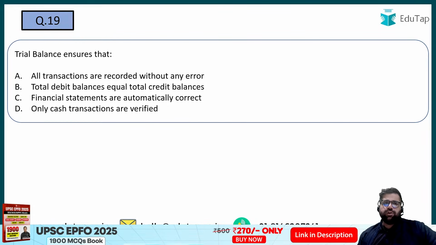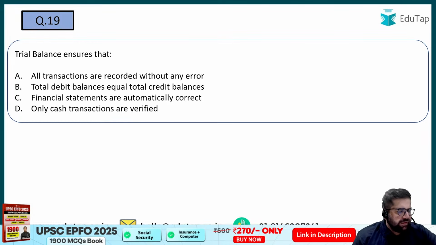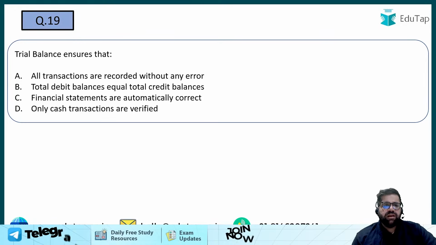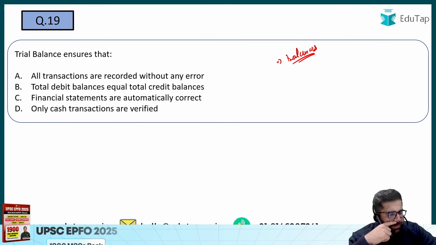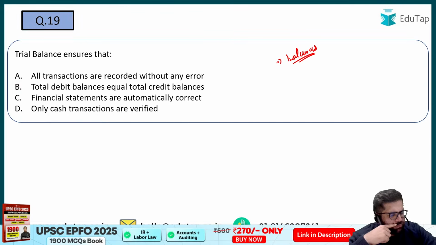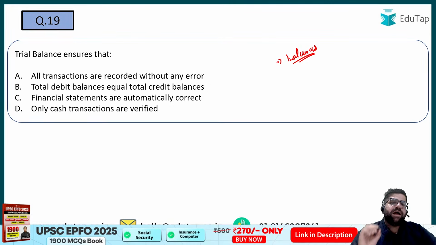Now the basics are over. Now we are moving to different other statements. Question number 19. Trial balance. Trial balance is that particular statement in which you can see multiple balances of the accounts. Right? Question number 19. Trial balance does what?